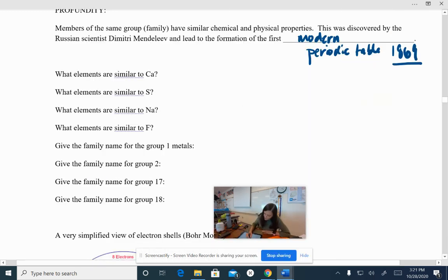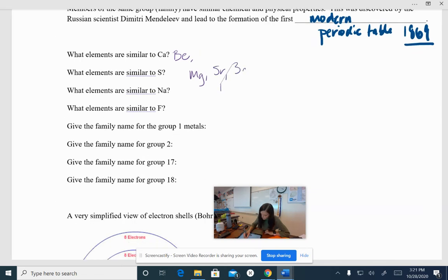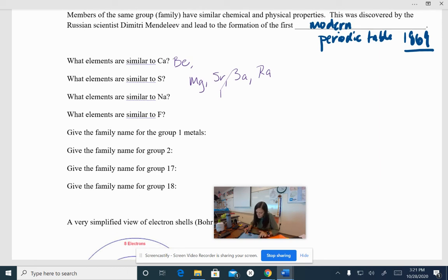So I would expect beryllium, I would expect magnesium, and I would expect strontium and barium and radium to all have very similar chemical and physical properties to calcium. Okay? Oh, it looks like it skipped down on me.